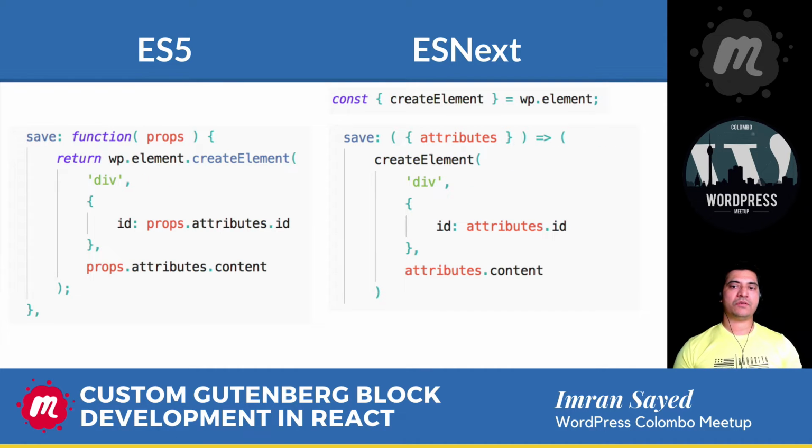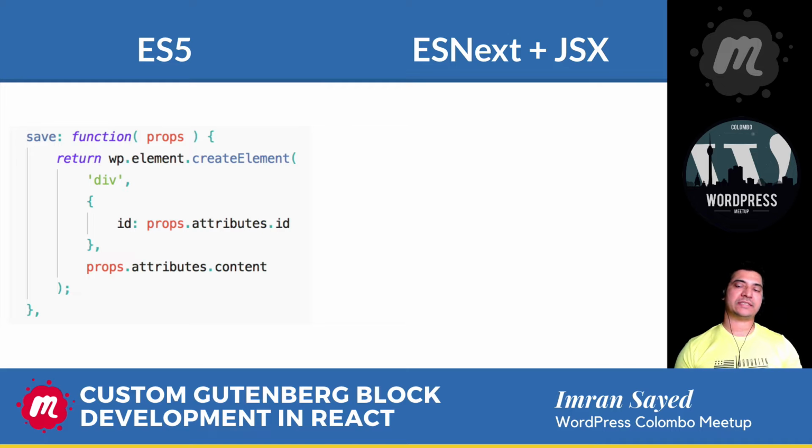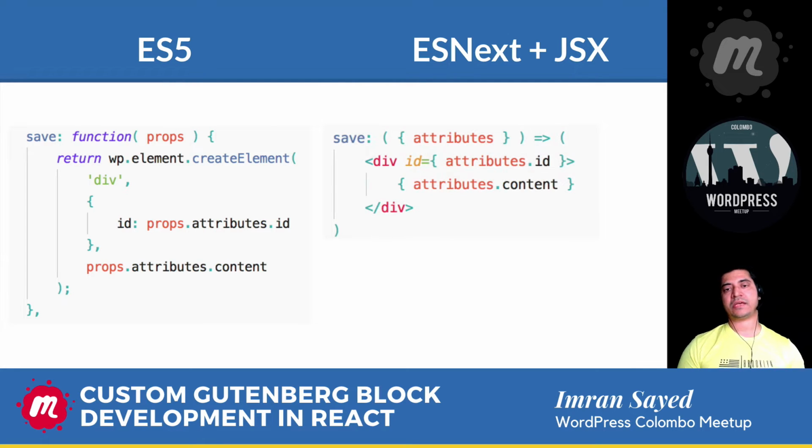Alright, so now let's simplify this further. You can now see that I've pulled the createElement out of wp.element, and it's the same thing that I explained to you earlier, but now if I add JSX to it, see how simple it becomes. Almost like a 5-line of code becomes a 3-line of code now. It's more readable to me because now I can write HTML and JavaScript together.